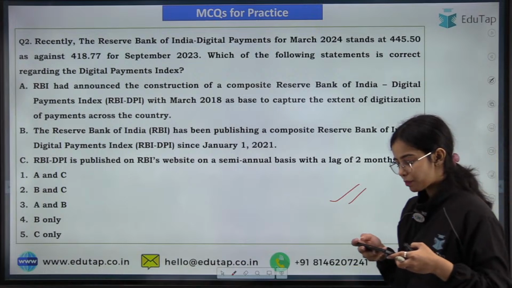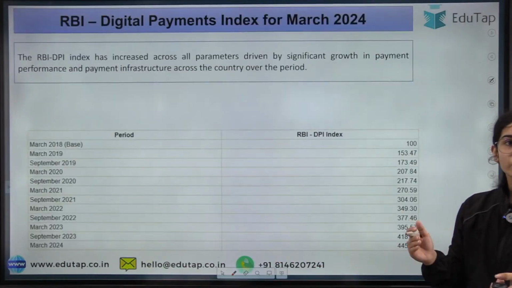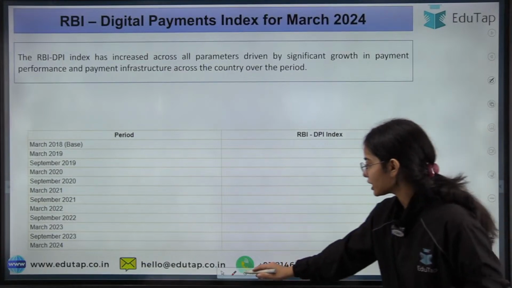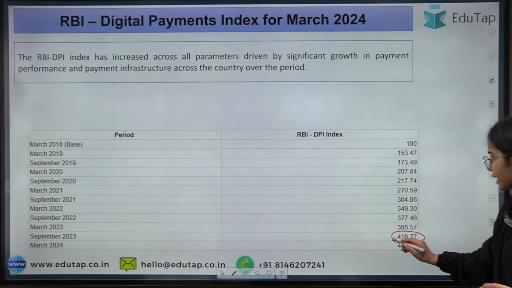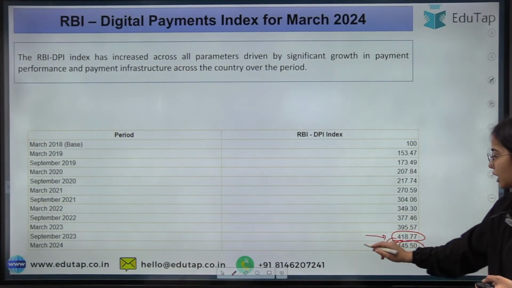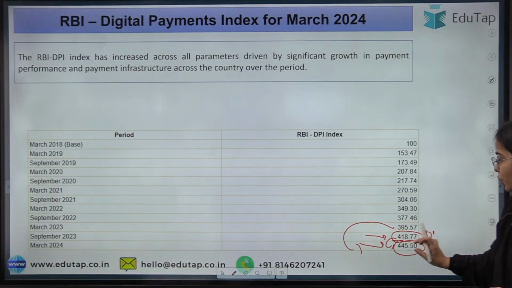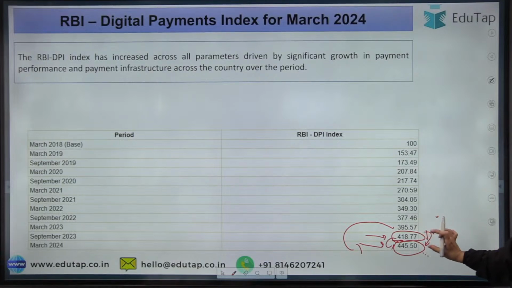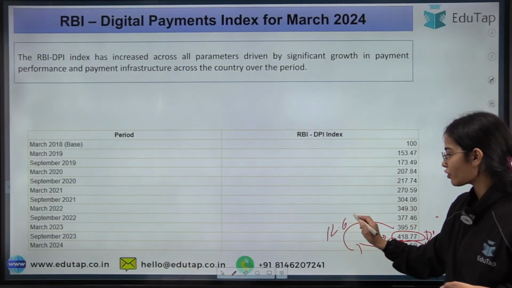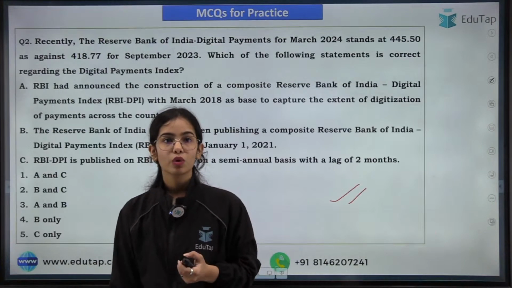Shwetanshu, yes, both the numbers have to be focused on, because of the digital payment index. In the newspapers also it is given that from September 2023 to March 2024 there is an increase from 418.77 to 445.50. So you have to remember this data, as well as that from March 2023 to March 2024 there is a growth of 12.6% in digital payments. Okay, so this is the second question.